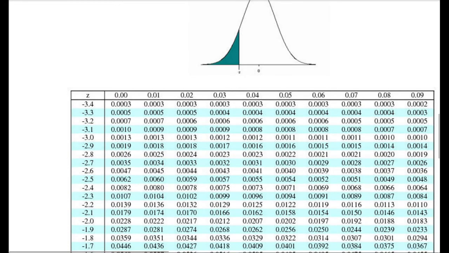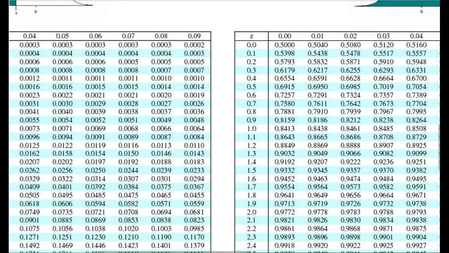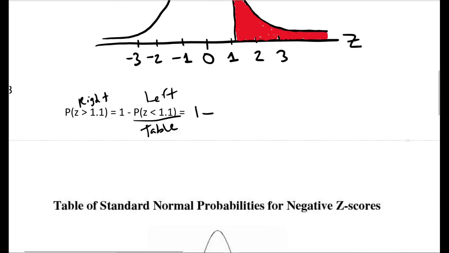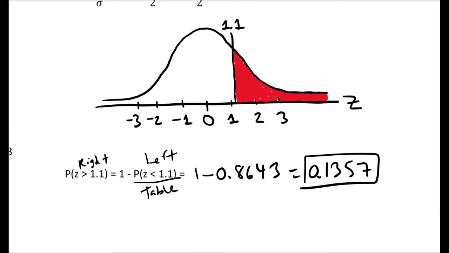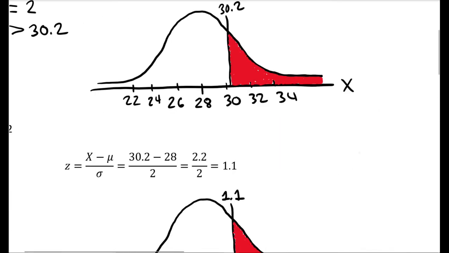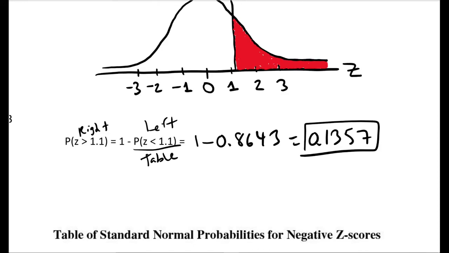So now we're going to look it up on the table, 1.10, which in this case is 0.8643. So we're going to do 1 minus 0.8643, which is 0.1357. So the probability of finding a household that's generating that much or more, greater than 30.2 pounds of garbage, is about 13, almost 14%. So it's kind of low to find somebody that is generating that much garbage.